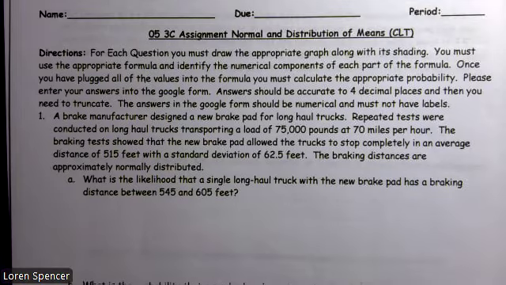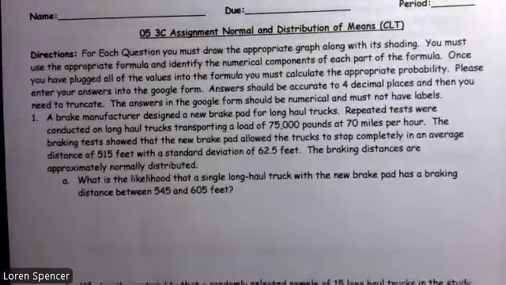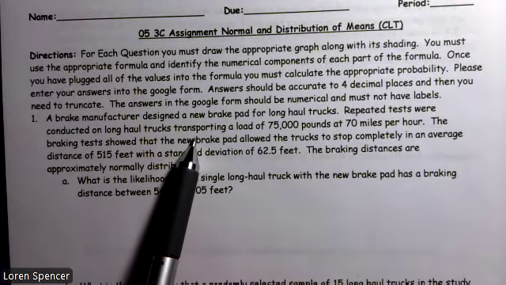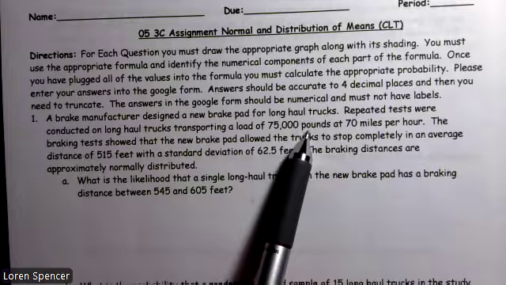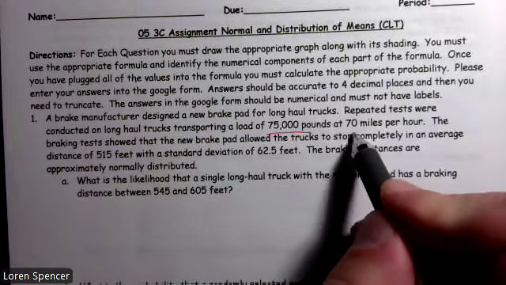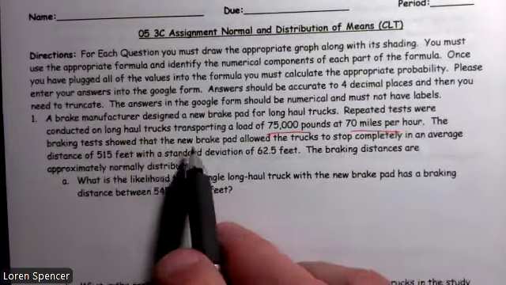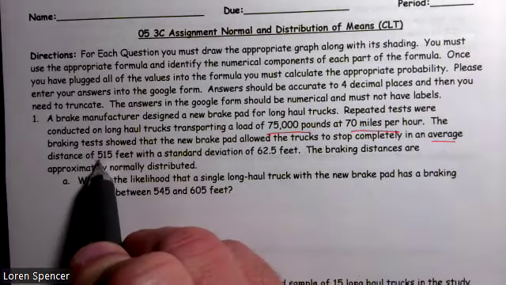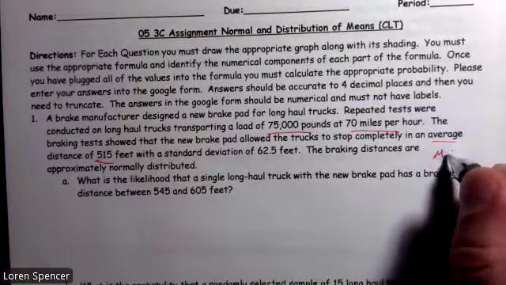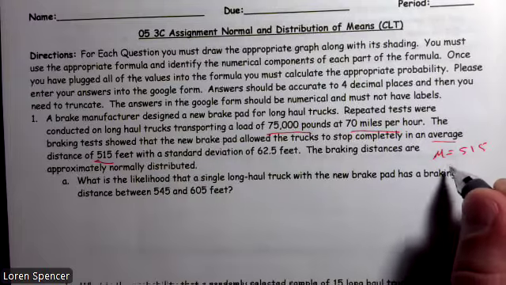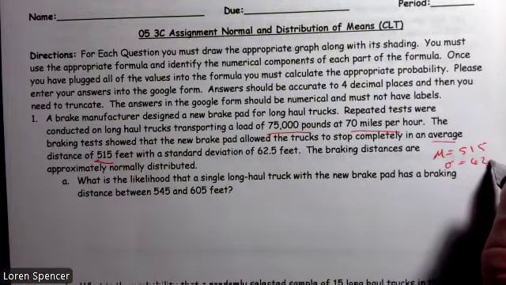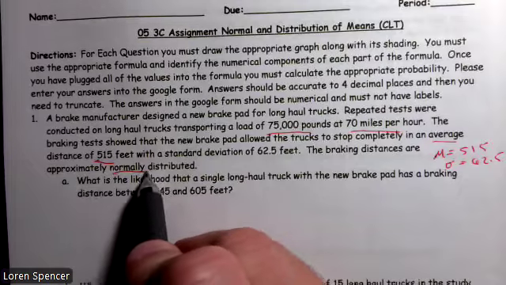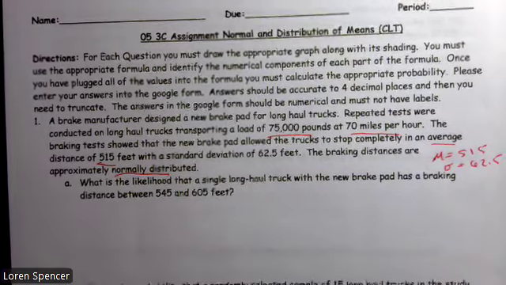So, our first problem: a brake manufacturer designed a new brake pad for long haul trucks. Repeated tests were conducted on long haul trucks transporting a load of 75,000 pounds at 70 miles an hour. The braking test showed that the new brake pad allowed the trucks to stop completely in an average distance of 515. So they're telling me the mean is 515 with a standard deviation of 62.5 feet. The braking distances are approximately normally distributed. Okay, so that means I don't need to worry about sample size.